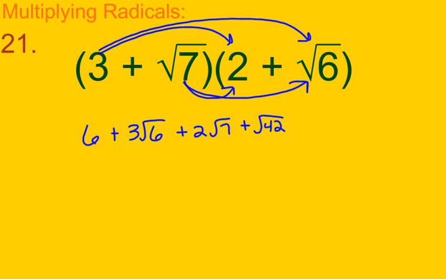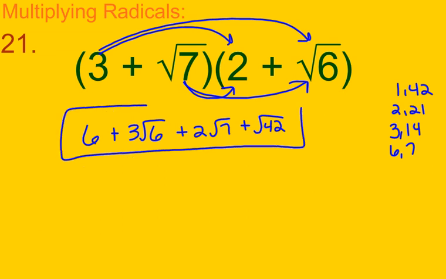Right now, when I look at these, I don't see that I have any like terms. There's no root 6's with root 6's or root 42's with root 42's. But I am wondering if root 42 doesn't break down. So I'm going to list my factors of 42. There they are. And I don't see a perfect square in there. So this is actually my answer, as crazy as it looks. They're all broken down and nothing adds together.